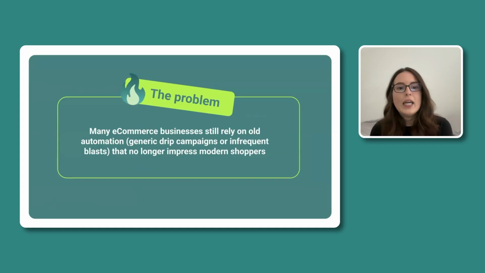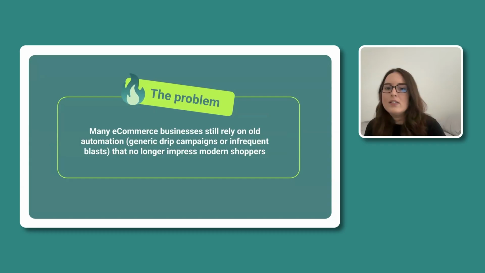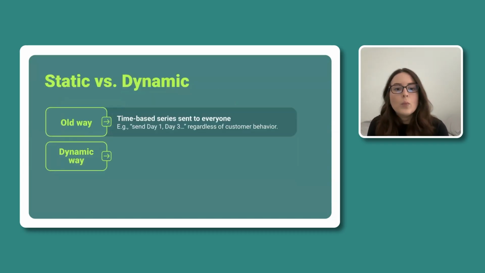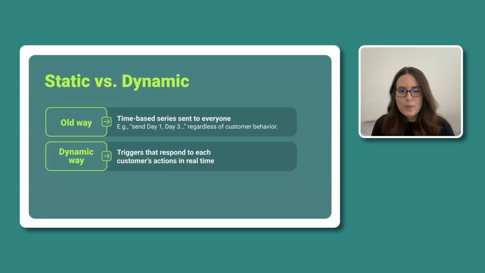So the problem: many e-commerce businesses still rely on old automations, like generic drip campaigns or infrequent email blasts. But that no longer impresses the modern shopper. That old way is a time-based series sent to everyone. So you send today, then the following day, let's say, to all contacts. But we're going to focus on the dynamic way, where we trigger a response to each customer based on their specific behavior and action.